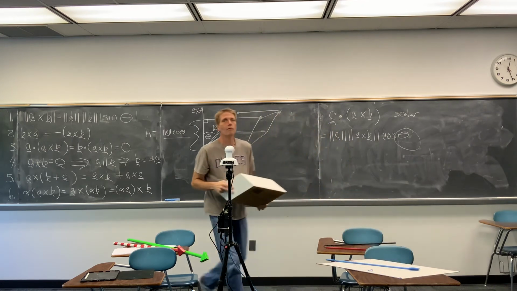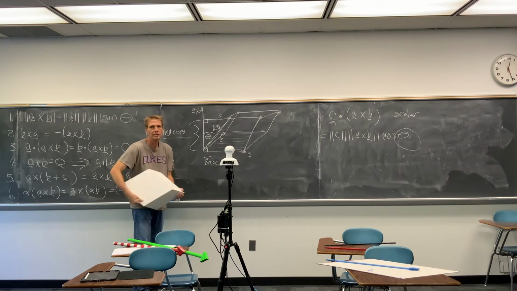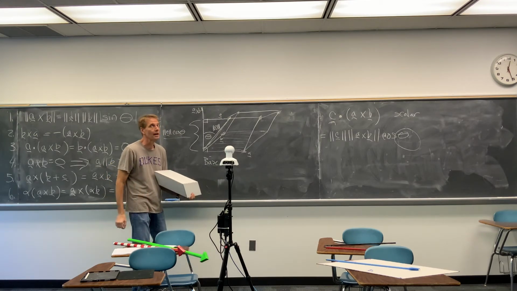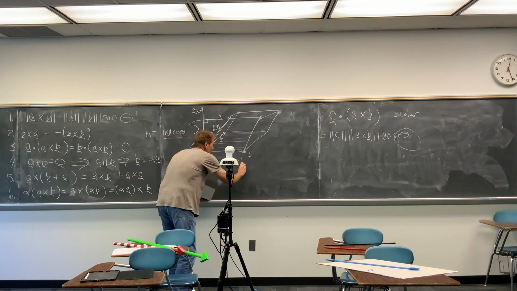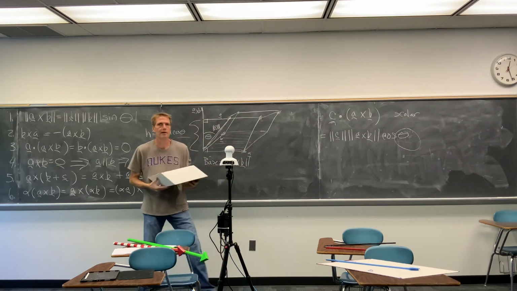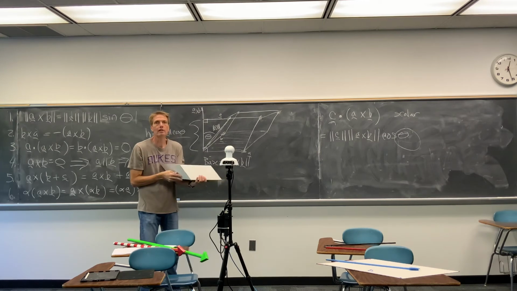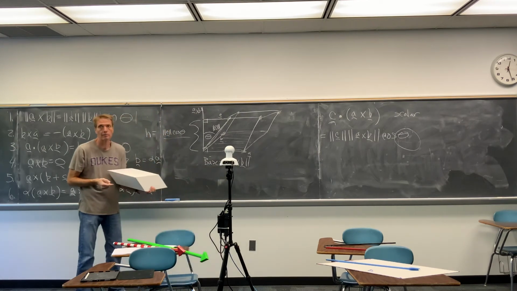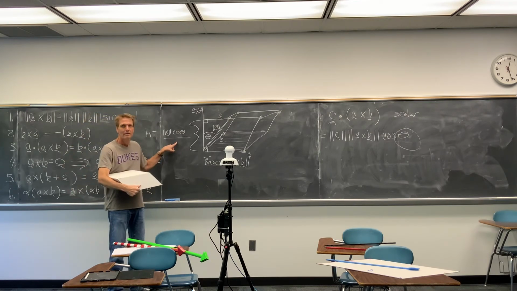And what do you guys have? What represents that area? Norm of A cross B. The norm of A cross B is the area of the base. The height of the parallelepiped, Cosmo gave us as norm of C times the cosine of theta.